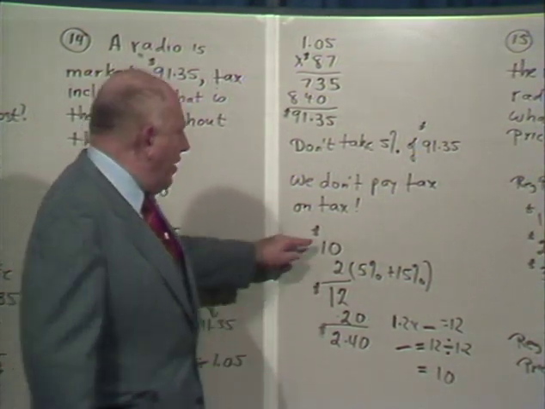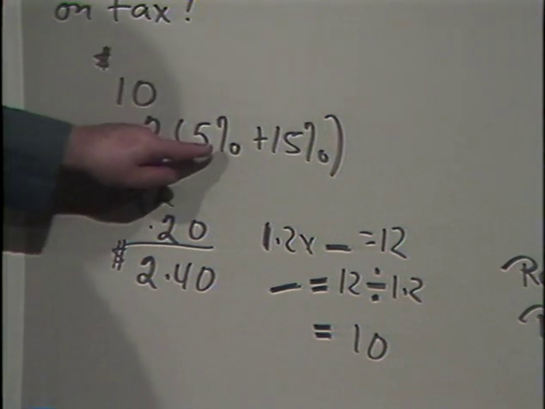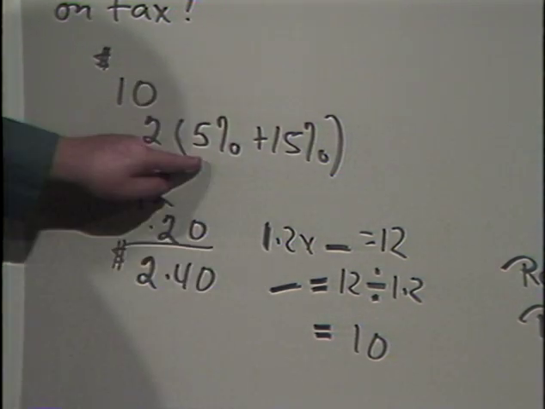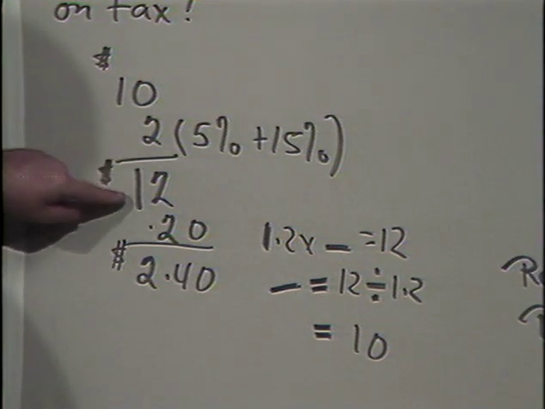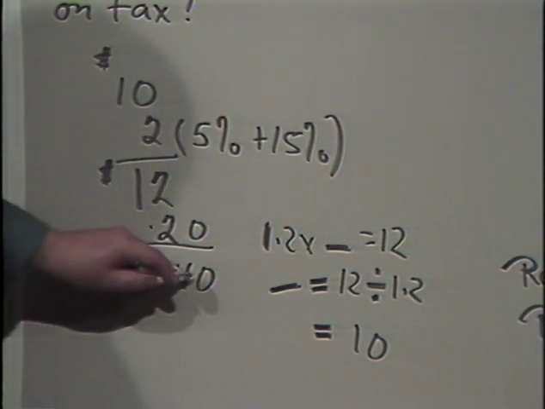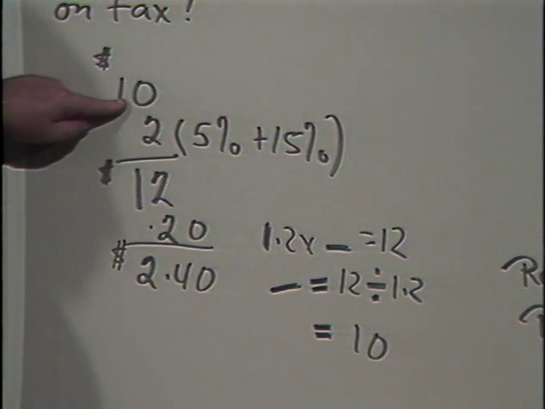Let me give you an example. You go into a restaurant and you buy a meal for $10. You're going to pay 5% for a sales tax, say, and 15% for a tip. That's 20% altogether. 20% of $10 is $2. So the whole bill is $12. When you want to find out what the meal costs, you don't take the 20% off the $12. See, that gives you $2.40, not $2. See, you only paid this tax on the $10.